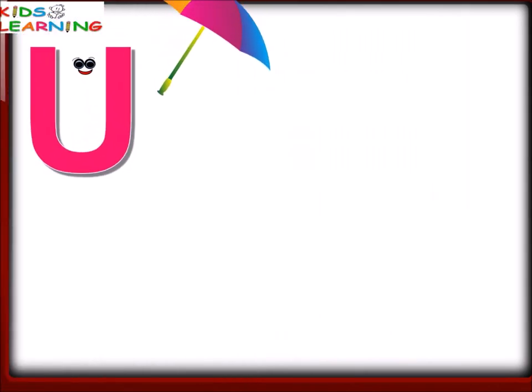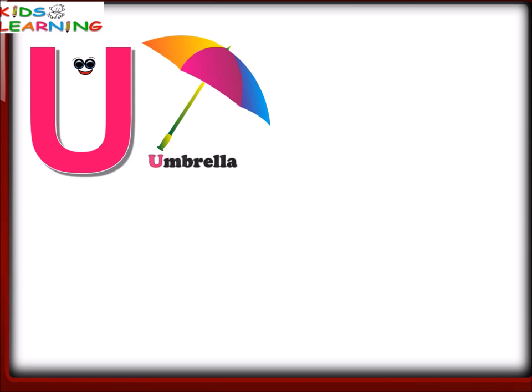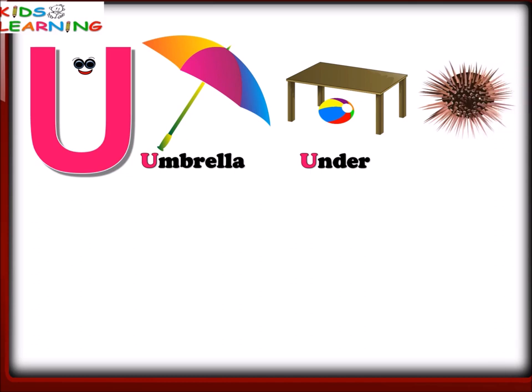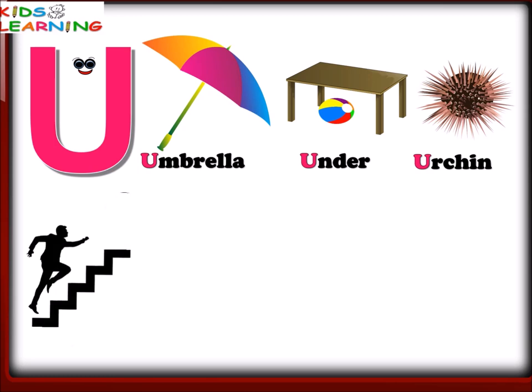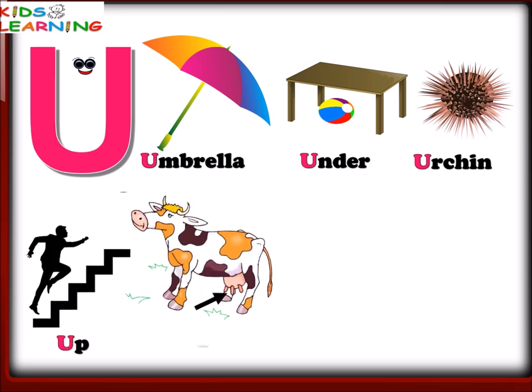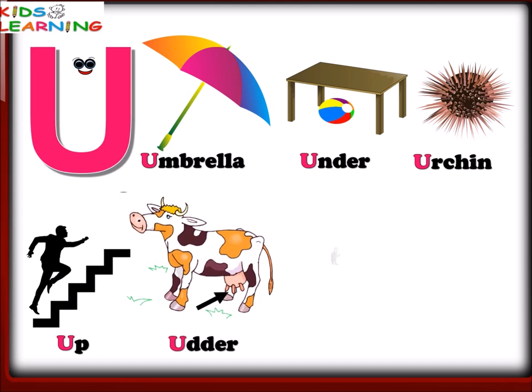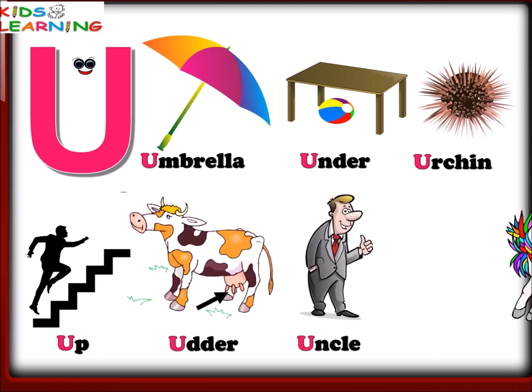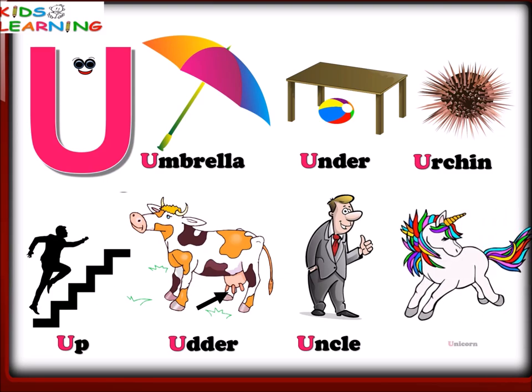U is for umbrella. Under. Urchin. Udder. Uncle. Unicorn.